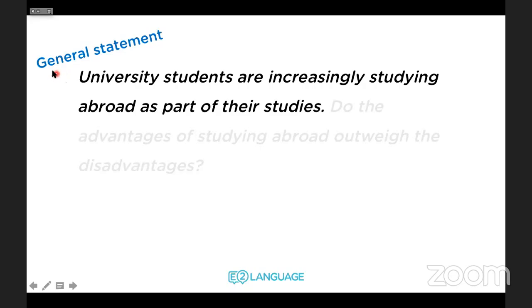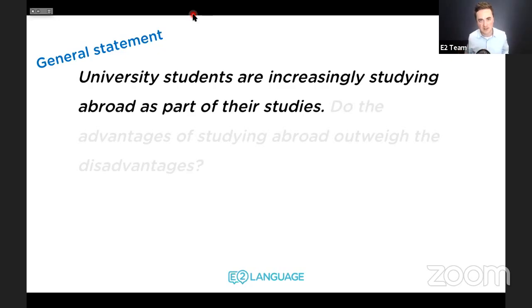Fine, we need to look at it a bit more closely because there are three parts to this question prompt. The first one is a general statement. It says, university students are increasingly studying abroad as part of their studies. This is just a general statement. What this does is just sets the context of the essay. Every question prompt you see will have a first sentence general statement. It's important because I'll show you in a minute why.